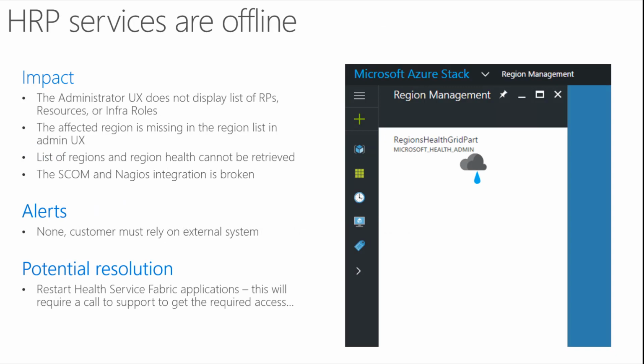Here's the crying cloud. You ever seen this? So this happens sometimes. So if the UX doesn't display a list of RPs or roles, this could be happening. List of regions and region health cannot be retrieved. Or the SCOM and Nagios integration is broken. So the potential resolution for this is to restore the health service fabric applications. But to do that, you're getting under the hood of the car. So that's going to be a support call to get the required access, and they'll walk you through that.